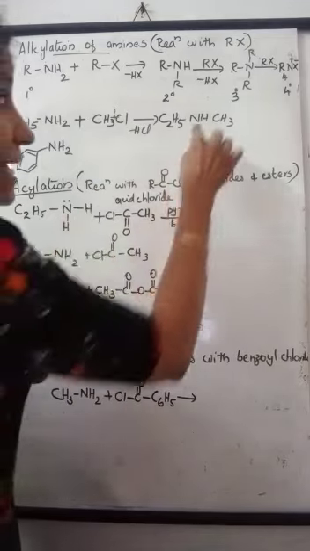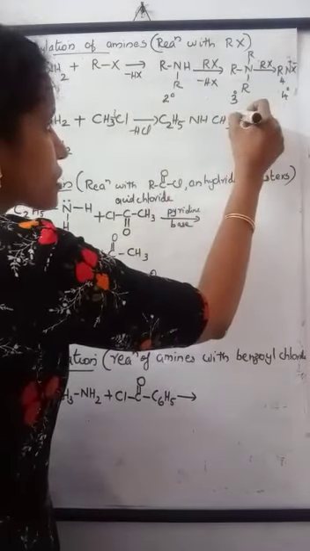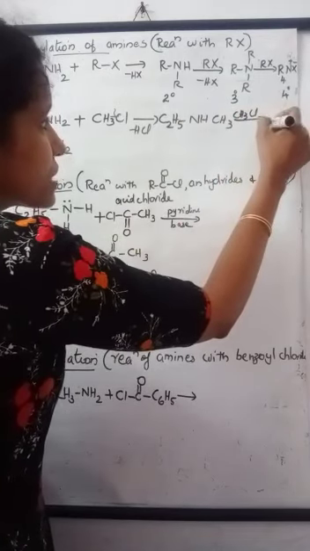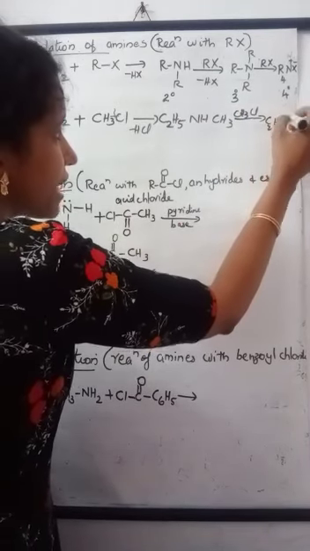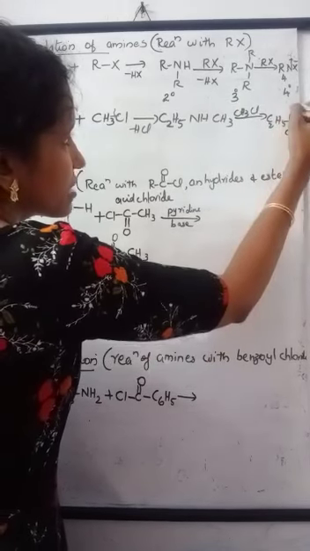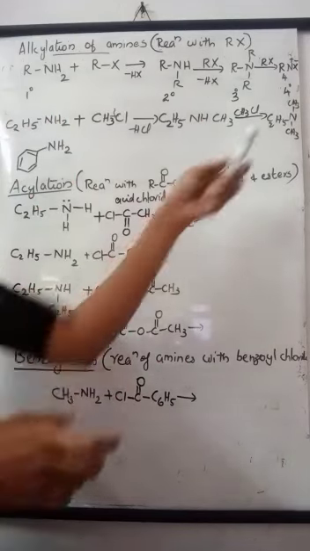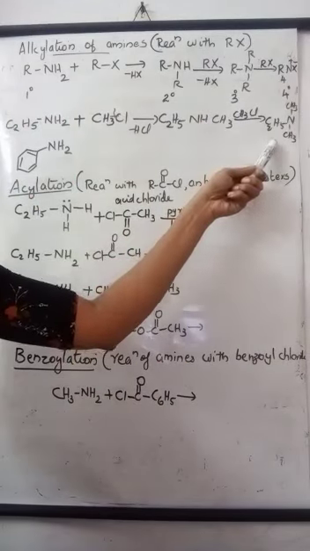If you want to prepare N,N-dimethylethaneamine, what to do? Again reaction with one more CH3Cl will give C2H5N(CH3)2, that is N,N-dimethylethaneamine, that is tertiary.